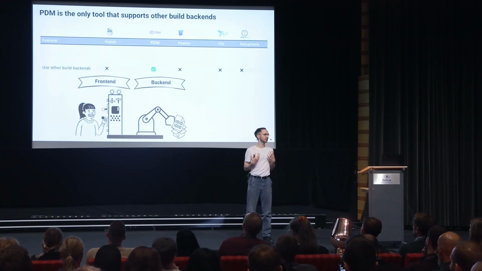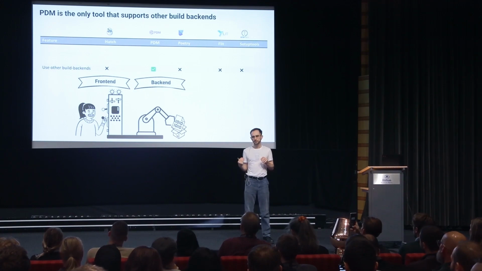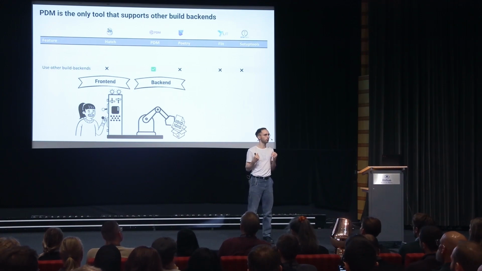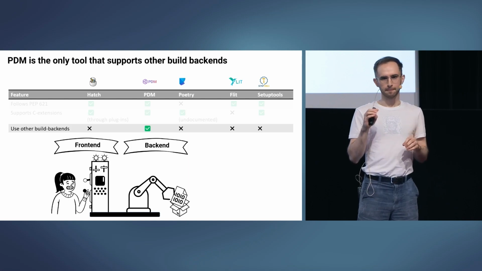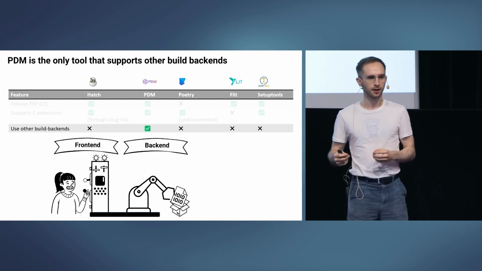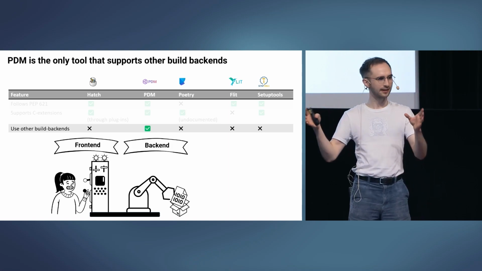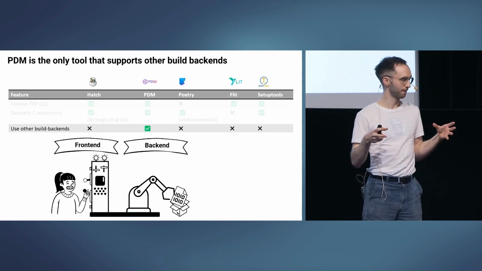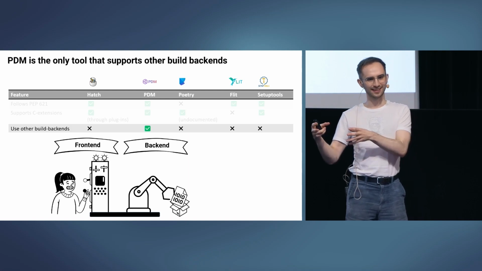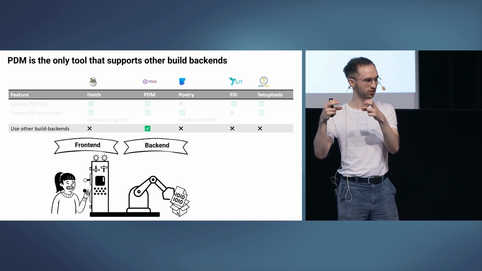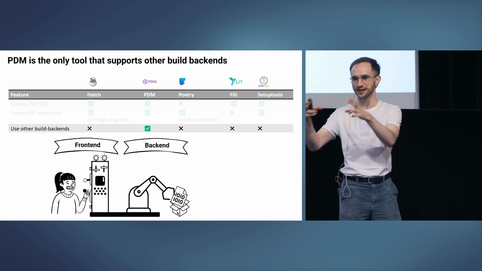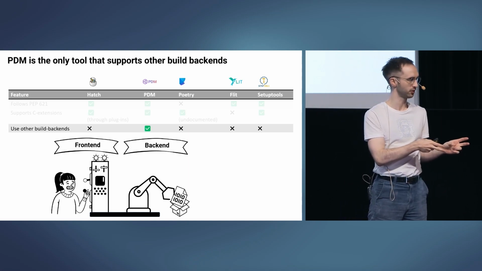Next thing is a clear separation of the build frontend and the build backend. The build frontend is what we use when we're typing pdm add a dependency, poetry publish. That's the build frontend. And the build backend is the piece of code that does the one thing of turning your library into a wheel or a source distribution.